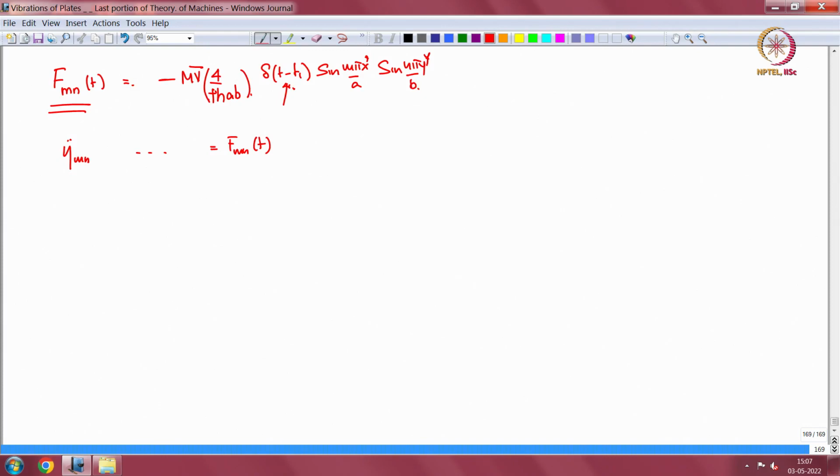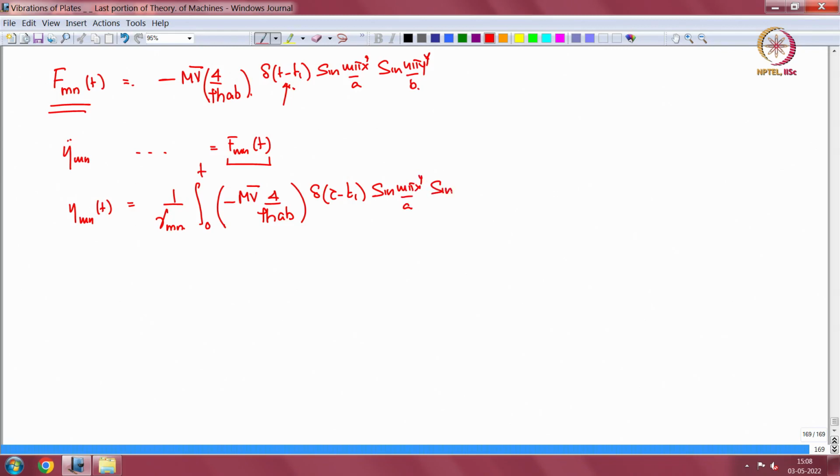okay. So if initial conditions are 0, then my eta mn of t is 1 over gamma mn integral 0 to t, this thing tau, which is minus mv bar 4 by rho h a b with tau as the argument, delta(tau minus T1) sine m pi x star by a sine n pi y star by b, okay, then e to the minus zeta mn omega mn (t minus tau) sine gamma mn (t minus tau) d tau.